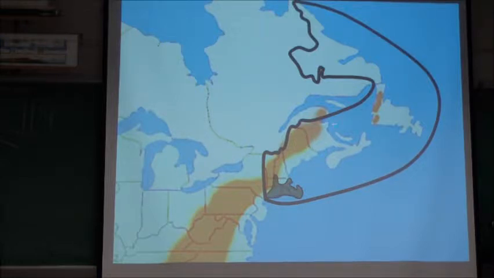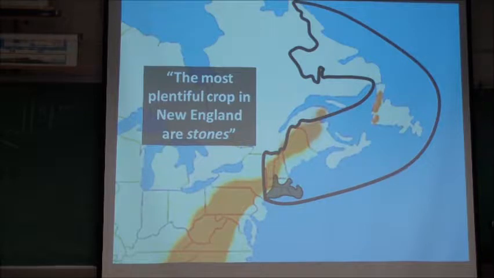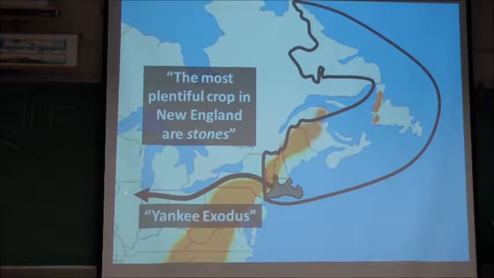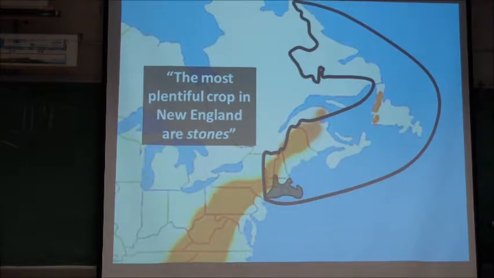However, over time, you've got the Appalachian Mountains right there. You got this rocky coastline here. As more and more people came from Europe across the ocean to this cultural hearth, it became quite overcrowded. And so what did people do? Yeah, the most plentiful crop in New England are stones. And so what did people do? They got the hell out of there. And so we have what they call the Yankee Exodus. And so people started to migrate out of this cultural hearth, migrating to the West.